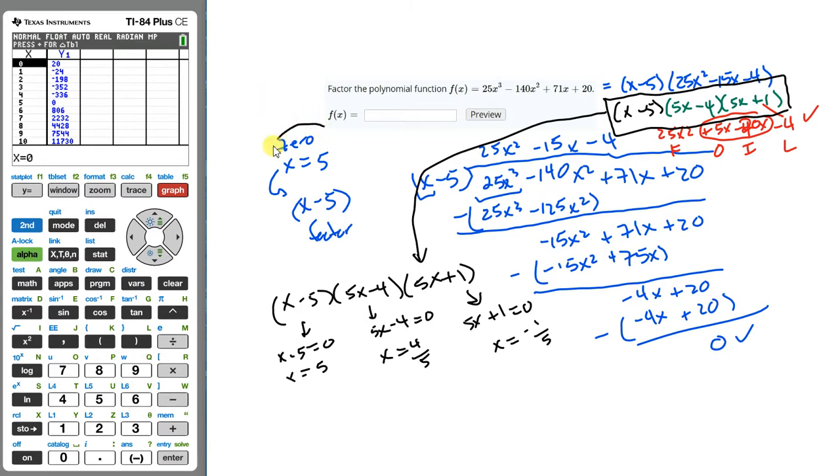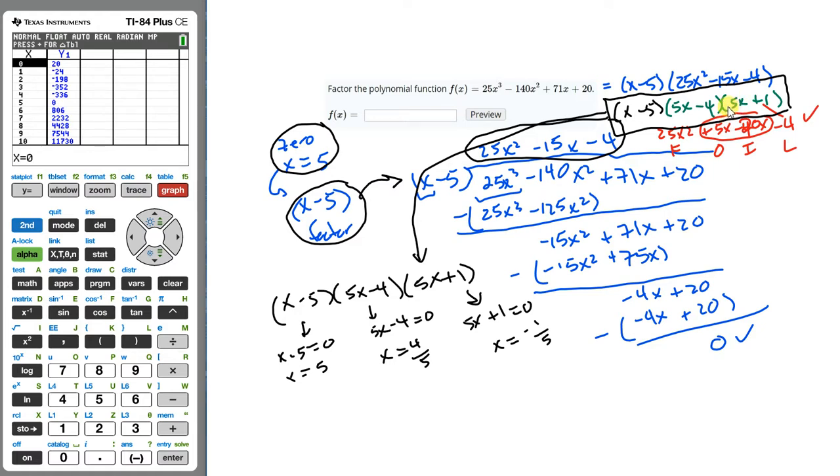Once I knew x equals 5 was a 0, I knew x minus 5 was a factor. Once I knew x minus 5 was a factor, I could divide it into the polynomial and see what the remaining factor was. That remaining factor still has a power. So I factored it by hand. Luckily, it factored by hand. I did not need quadratic formula. If I did, I would have had to use quadratic formula. Okay? And there we go.